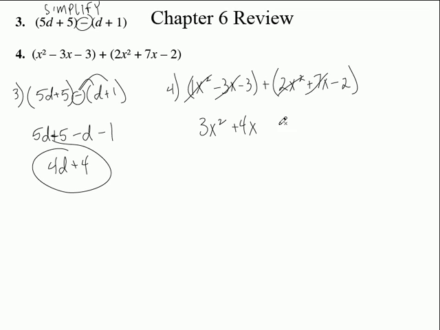And then our constants are just our regular numbers. Negative 3 plus negative 2 is negative 5, or minus 5. There's nothing else we can do with that. We're not solving for x. All we're doing is simplifying. And there we go.